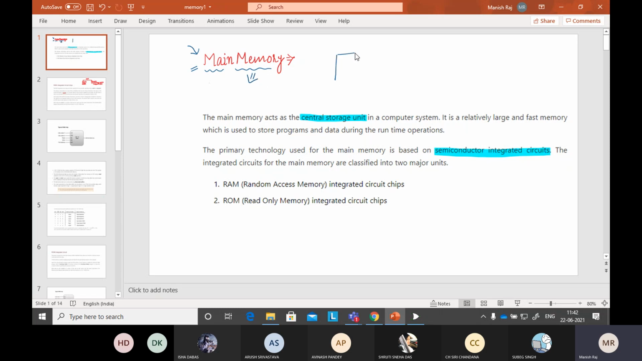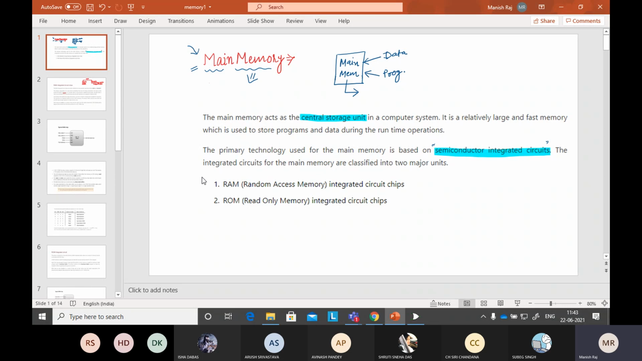If I say this is your memory, I am saying this is your main memory. Main memory is used for storing the data as well as the programs. That is its main function. You have to store your data or program in the main memory. Main memory is made by semiconductor integrated circuits, used for making the memories.